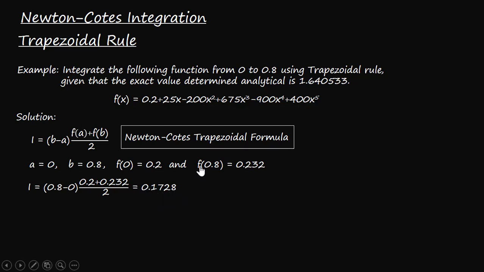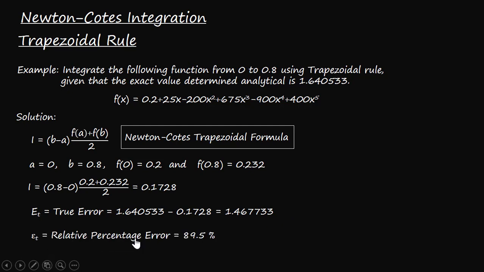Now you can see that the exact value is 1.640533 and the approximate value is 0.1728. So the error between these two values is 1.467733, which is very large, because the corresponding relative percentage error is 89.5%. Let's apply the multiple trapezoidal rule and see if we can solve this issue or not.